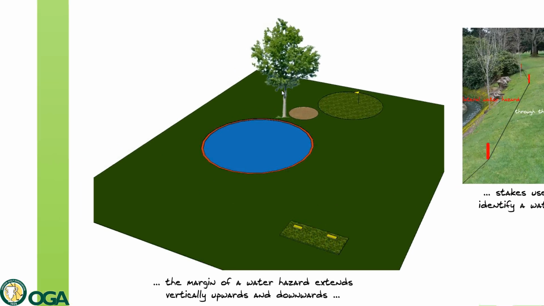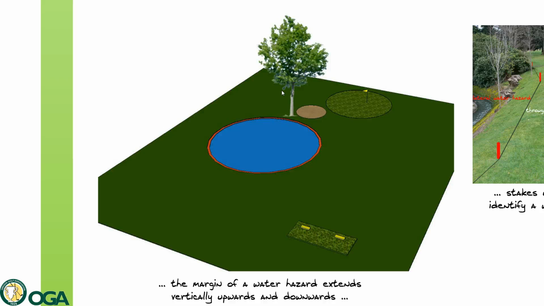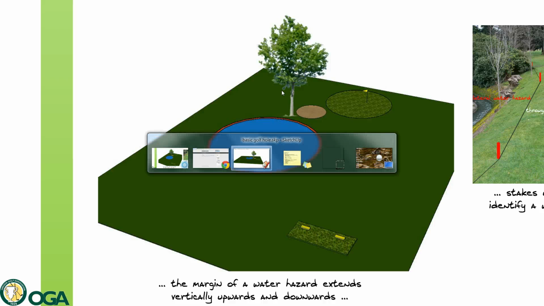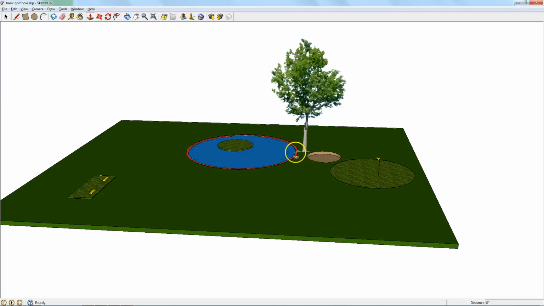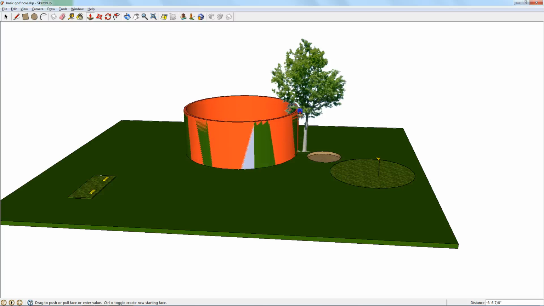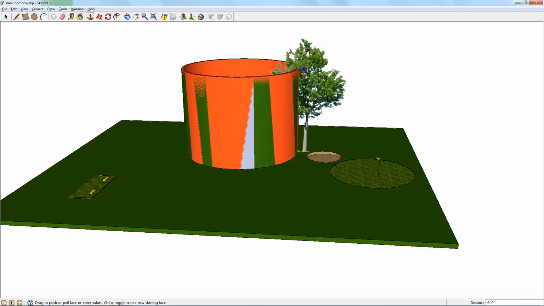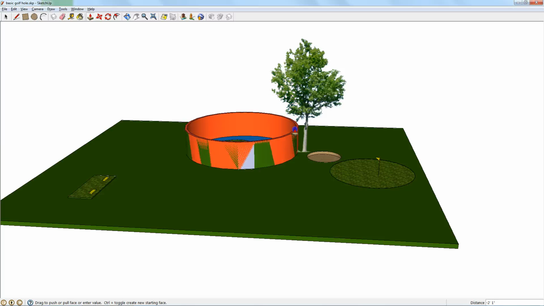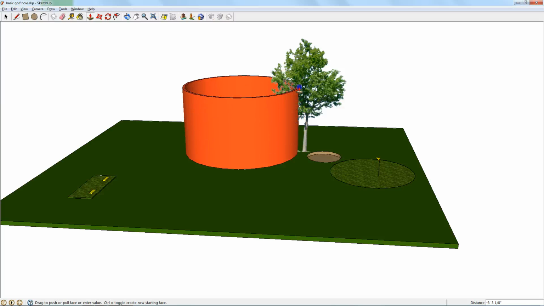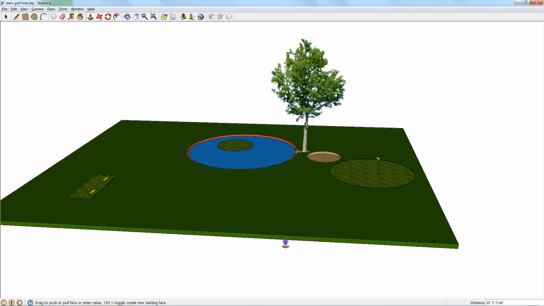Part 3. The margin of a water hazard extends vertically upwards and downwards. We'll look at a 3D golf hole to show exactly what this means. We're going to extend the margin of this water hazard vertically upwards. So any part of this tree that's inside this cylinder or touching this cylinder is in the water hazard. If your ball happened to get stuck up in this tree and it was inside of the cylinder or touching it, that ball would be in a water hazard. Remember, the margins extend vertically upwards and downwards. That's for both red marked water hazards and yellow marked water hazards.